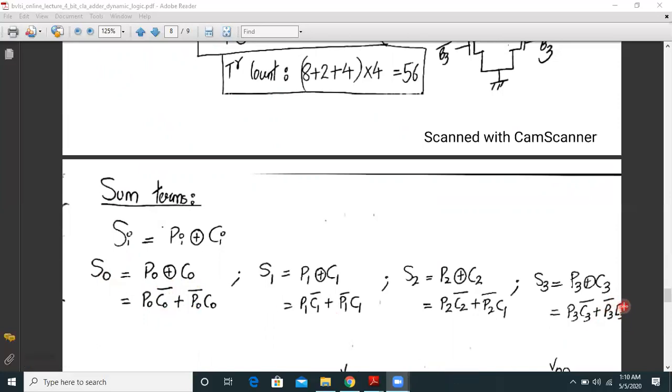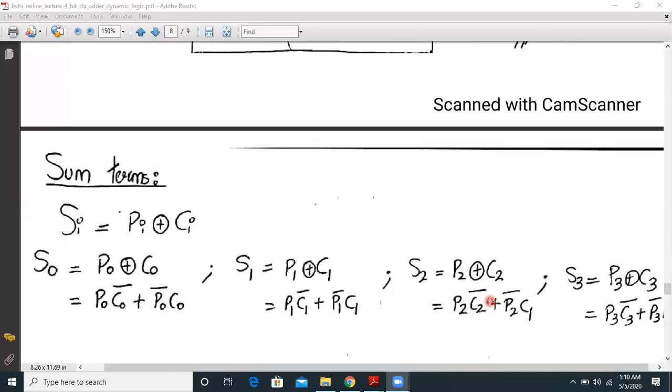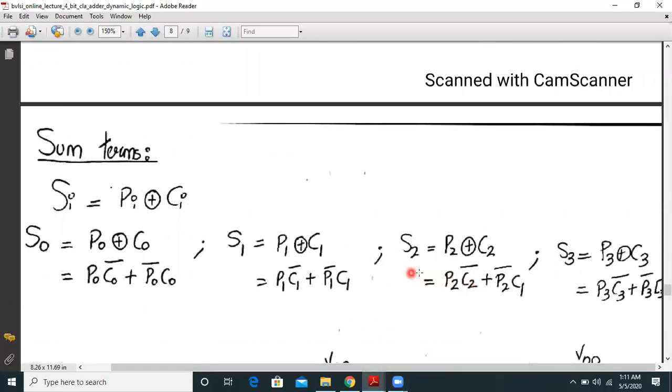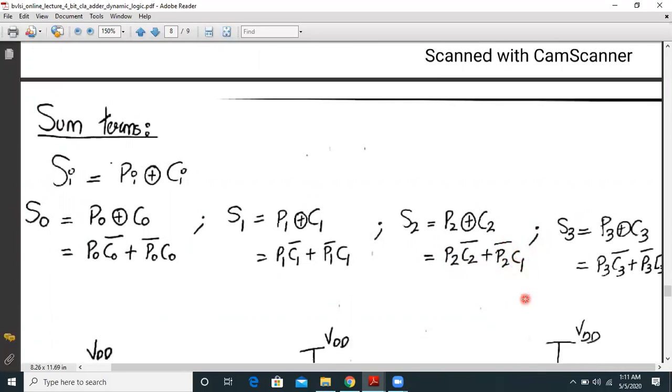So here the one term is not proper. S3 is P3 C3 bar plus P3 bar into C3. So this is C3 over here. It is cut here actually. And there is actually another mistake. S2 expression should be P2 C2 bar plus P2 bar C2. So this is also an error. Kindly take a note of it. I apologize for this error, but kindly don't make such errors in the exam. So this is C2. It is not C1. Kindly take a note of it.